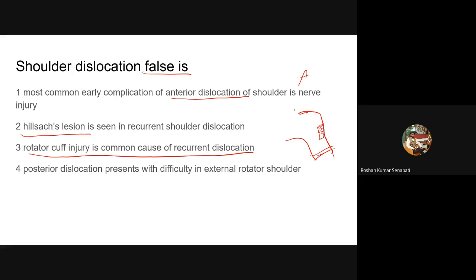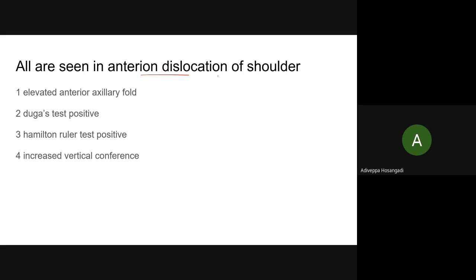Okay, sir. And posterior dislocation presents with difficulty in external rotation. It is a no-brainer. The humerus is locked in internal rotation. You cannot do external rotation. Okay. So all are seen in anterior dislocation. This is what I wanted to come to.